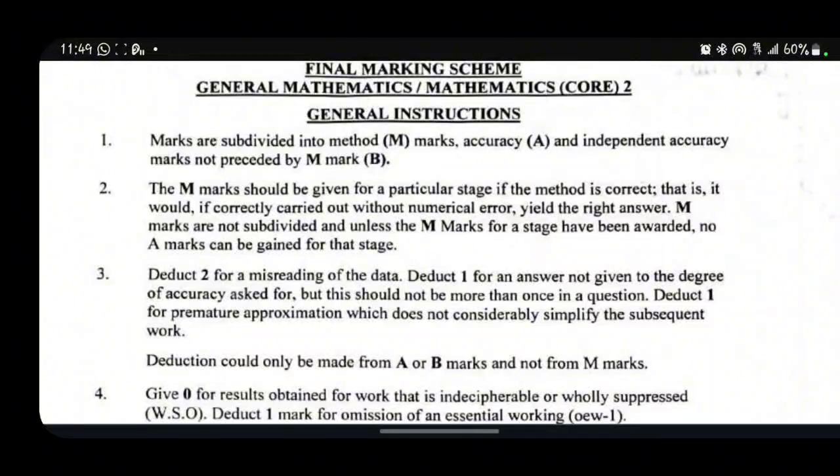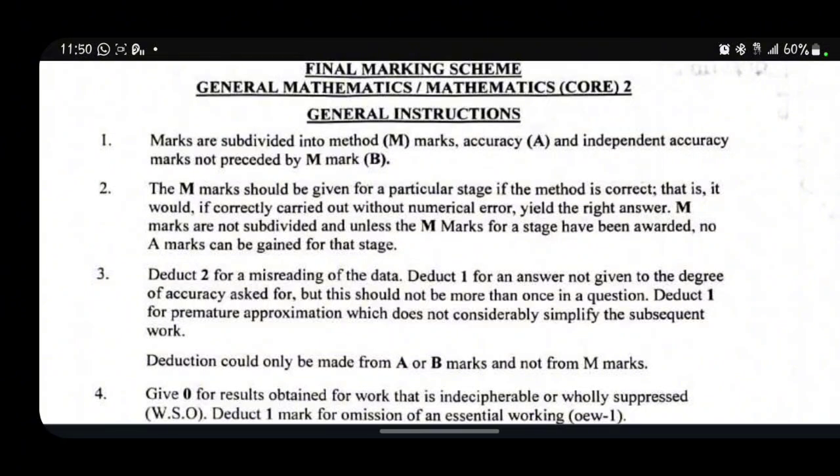2023. Okay, number one, marks are subdivided into method, that's M marks, accuracy A marks, and independent accuracy marks not preceded by M mark, that's B. So in all your questions, you have this MAB. That's how the marks are allotted. So you have the method, for method done, the accuracy, and the rest. Okay, let's look at number two.